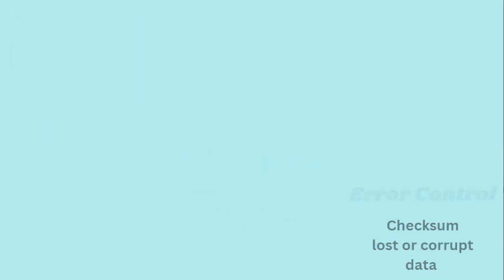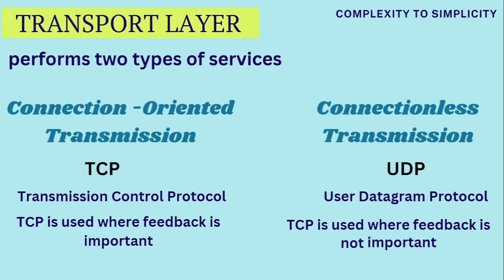And friends, the transport layer performs two types of services. Number one is connection-oriented transmission. Number two is connectionless transmission. For connection-oriented transmission, we use the protocol TCP, the Transmission Control Protocol, and on the other hand, connectionless transmission uses UDP, the User Datagram Protocol.